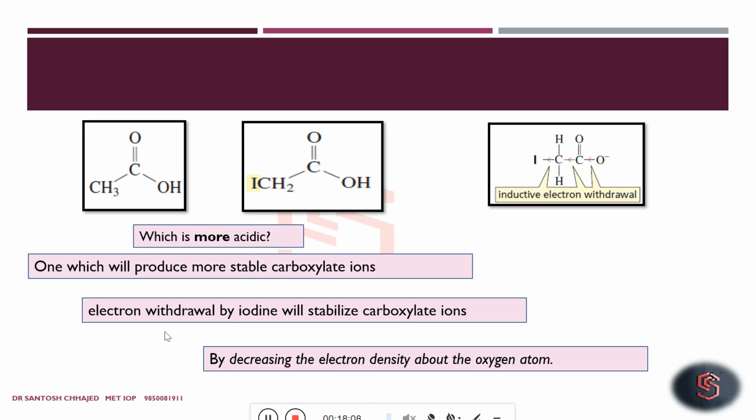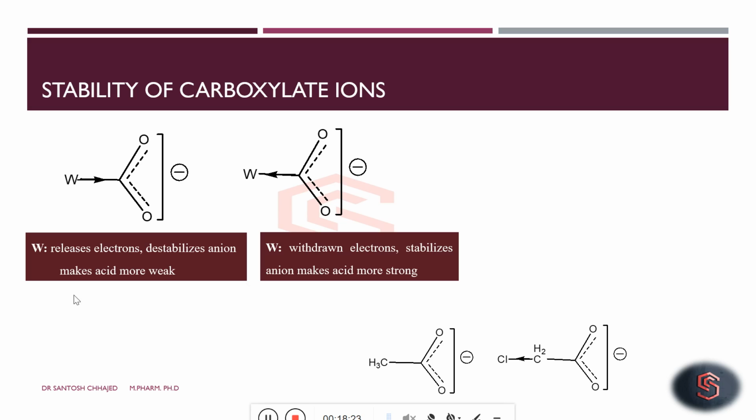So simple, iodine will withdraw electron from the carboxylate ion. It will decrease the electron density around the oxygen atoms, both the oxygen atoms which are part of carboxylate ion. So rather it will stabilize the carboxylate ion. Now stability of carboxylate ion, I hope now we won't require more time to understand what is that factor which will stabilize the carboxylate ion. So carboxylate ions are unstable. First thing, we have to understand that fact, and their instability is because of excess of electron.